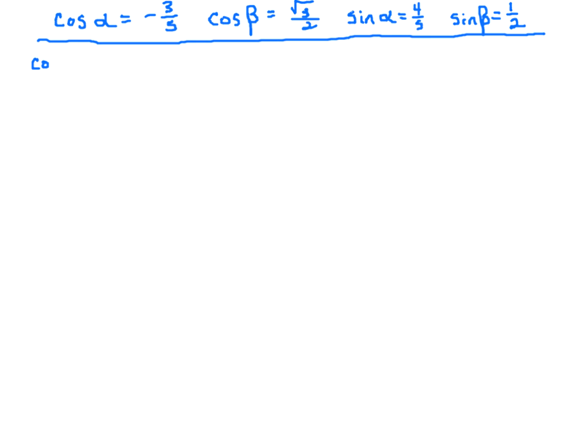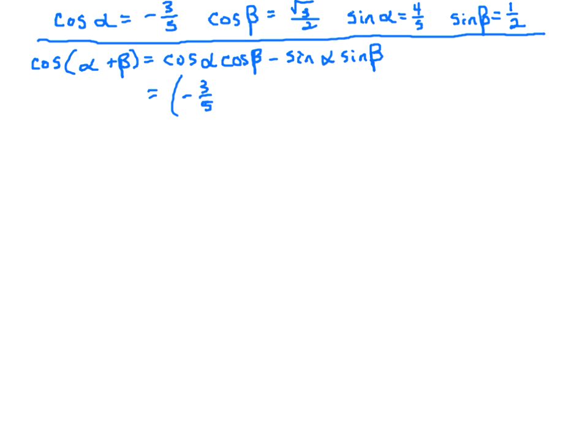All right, so with this particular one, we're looking for the cosine of alpha plus beta. So we've got to use that cosine sum formula that we were given at the very beginning. And that is cosine alpha times cosine beta minus sine alpha times sine beta. Now all I have to do is plug in values that I have listed right above. Cosine alpha is -3/5 times cosine beta is square root 3/2 minus sine alpha is 4/5 times sine beta is 1/2. So fractional math, you multiply a fraction straight across.